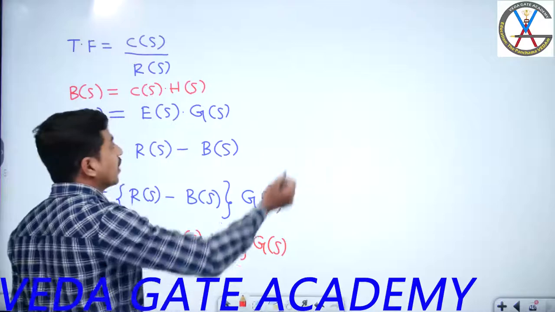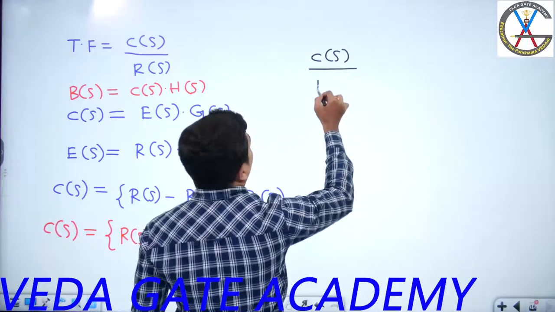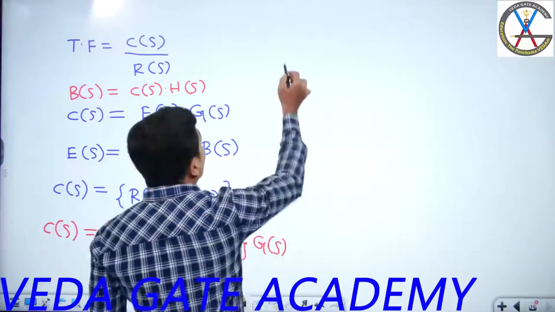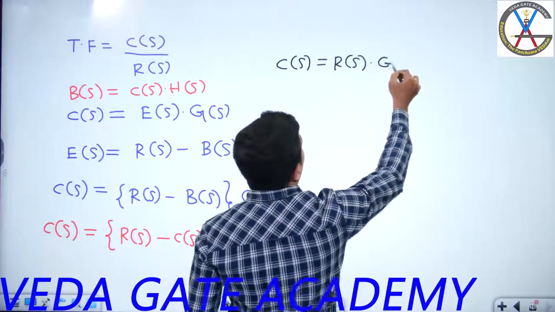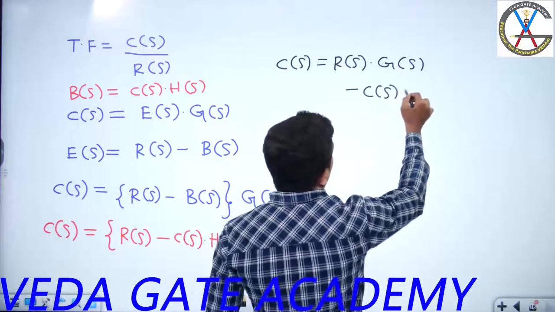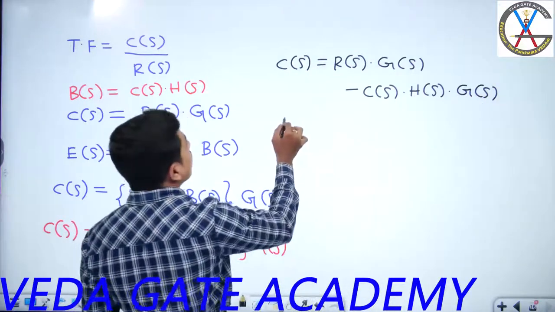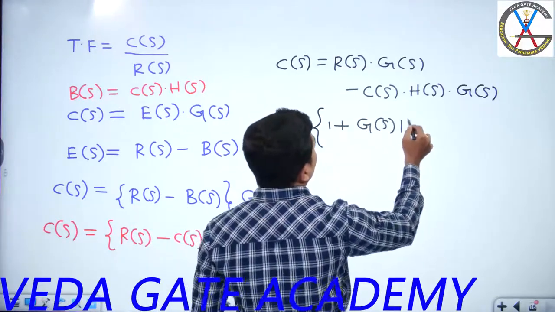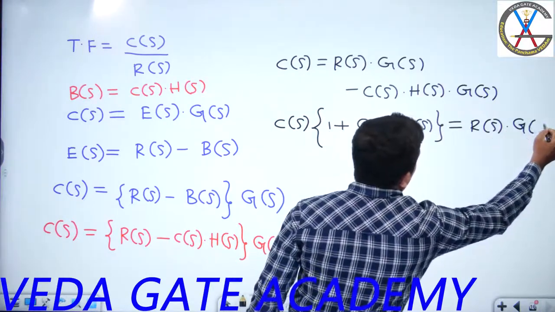Simplify it. Let's write one more step prior to the simplification: C of s is equal to R of s into G of s minus C of s into H of s into G of s. Now, if I take C of s to this side, what do we get? 1 plus G of s into H of s, times C of s, is equal to R of s into G of s.